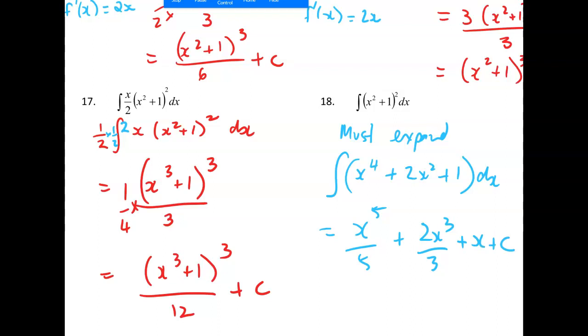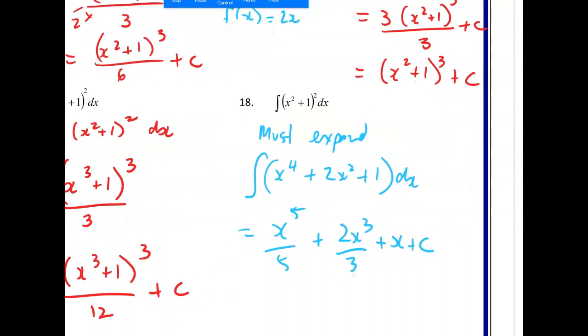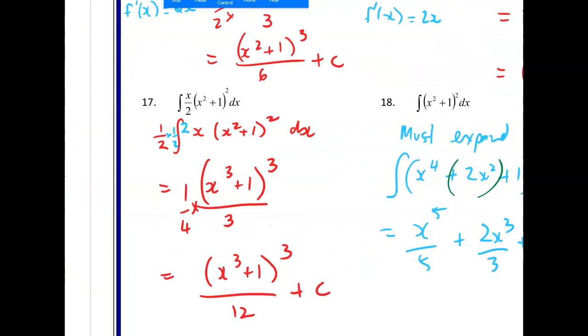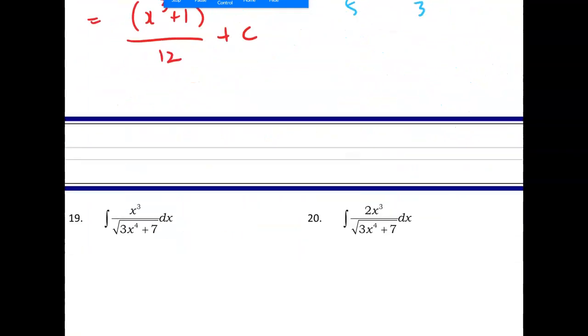I guess with all of these, the reminder is don't forget to add c. So when you're expanding, don't forget that middle term, because that comes from, you should know this off the top of your head by now, one bracket times the other, so you've got that x squared term in the middle. That's a common error students make by missing that.